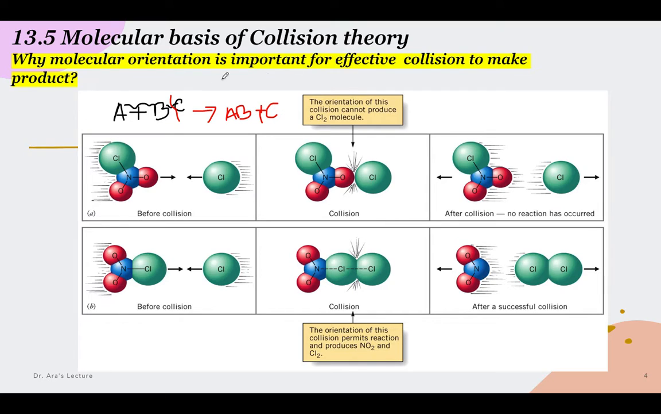To happen this, in fact, we need the correct orientation. For example, A is supposed to come in contact with B, like A, B and C. But if somehow it doesn't have the proper orientation and some deformation or wrong orientation happens, that means A will not become close to B. So that means this reaction will not happen.